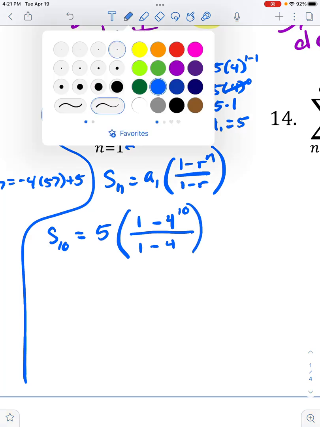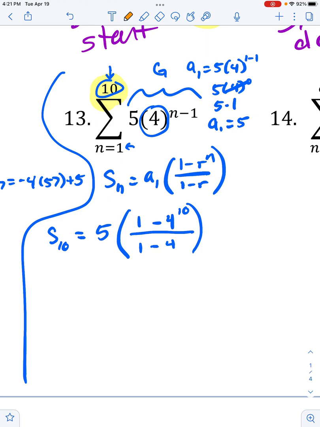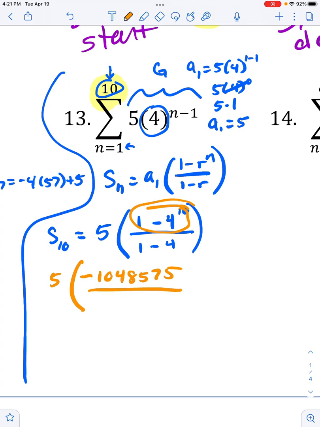So I talked about this a lot, that this is hard to do on your calculator. So I would do this part first. So I go to my calculator and do 1 minus 4 raised to the 10th. And you're going to get some kind of crazy numbers. So I have the 5 out front. I'm getting this. And again, don't just copy what I'm doing. Get your calculator out and give it the old try. 1 minus 4 on the bottom, I'm just going to do in my head. So then I can divide that number while it's on my calculator by a negative 3. And then I get this.